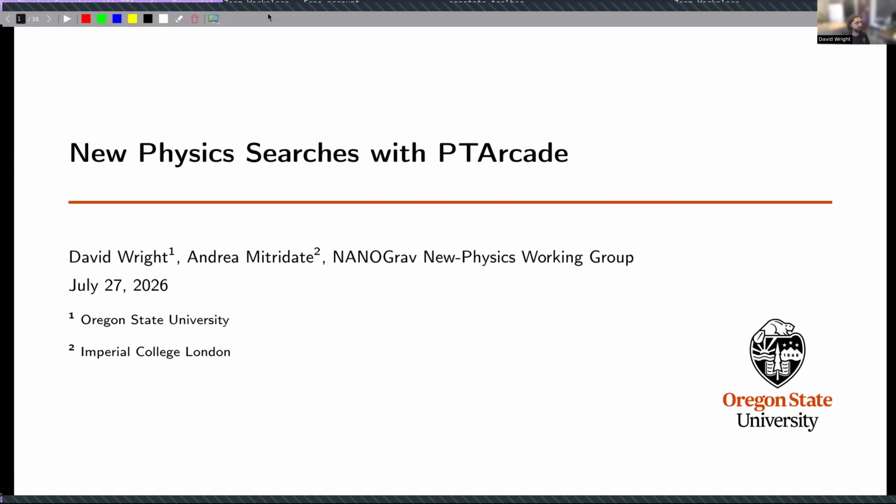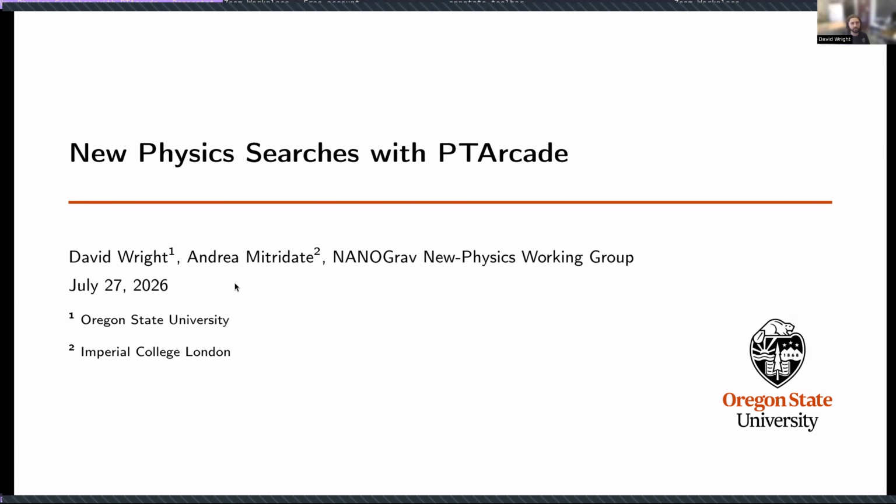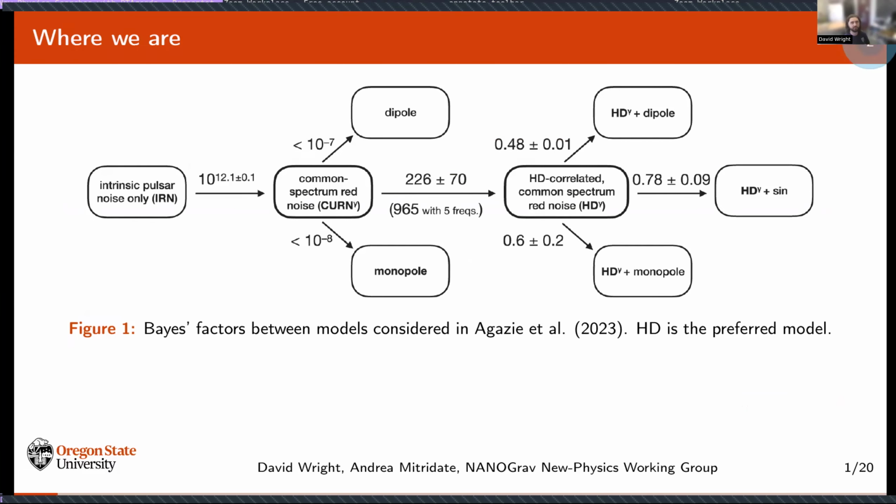New physics searches with PTArcade, right? Let's start out. I know you have probably seen a lot of review and overview over the last few weeks, but just to set the stage, where are we with PTA science? Our latest results show that we are starting to see some evidence for a common correlated signal, right? With these Hellings and Downs correlations. So we have some evidence of there being a background. Our next question becomes, we think there's some kind of gravitational wave background. What's the source of that background?